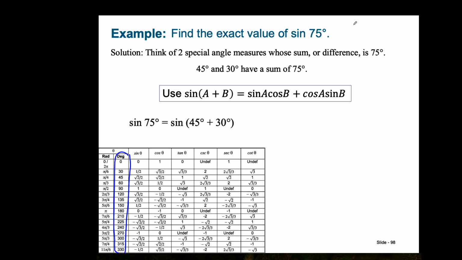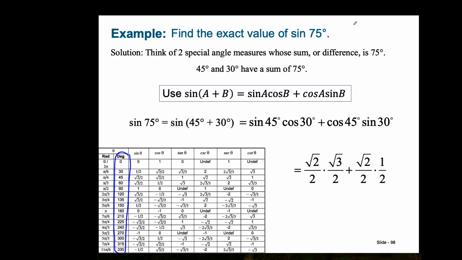Plugging those in, we would have sine of 45 times cosine of 30 degrees plus cosine of 45 degrees times sine of 30 degrees. Getting the values from the table looks like this. Radical 2 over 2 times radical 3 over 2 plus radical 2 over 2 times 1/2. And now simplifying that, we would get radical 6 plus radical 2 all over 4. Right.